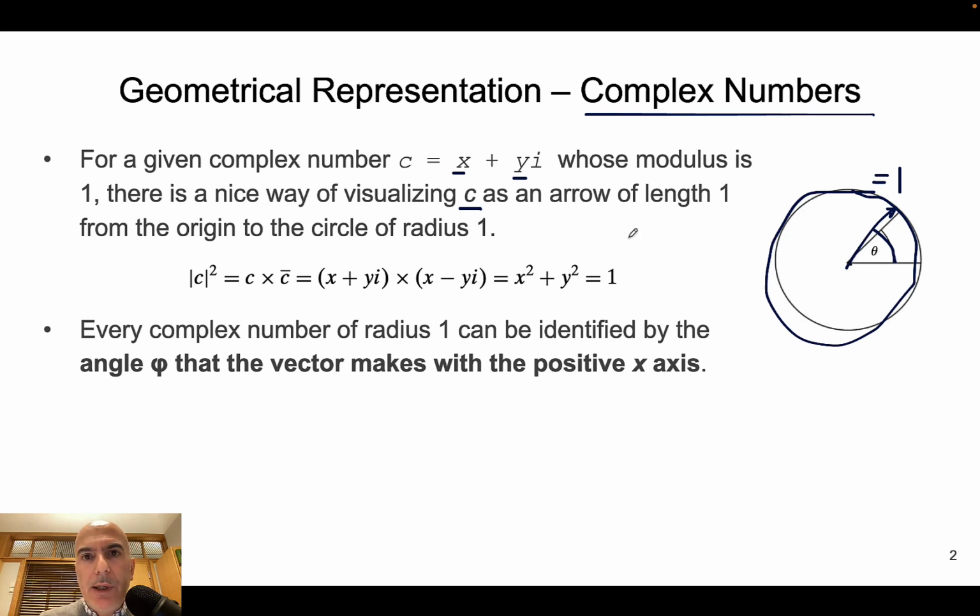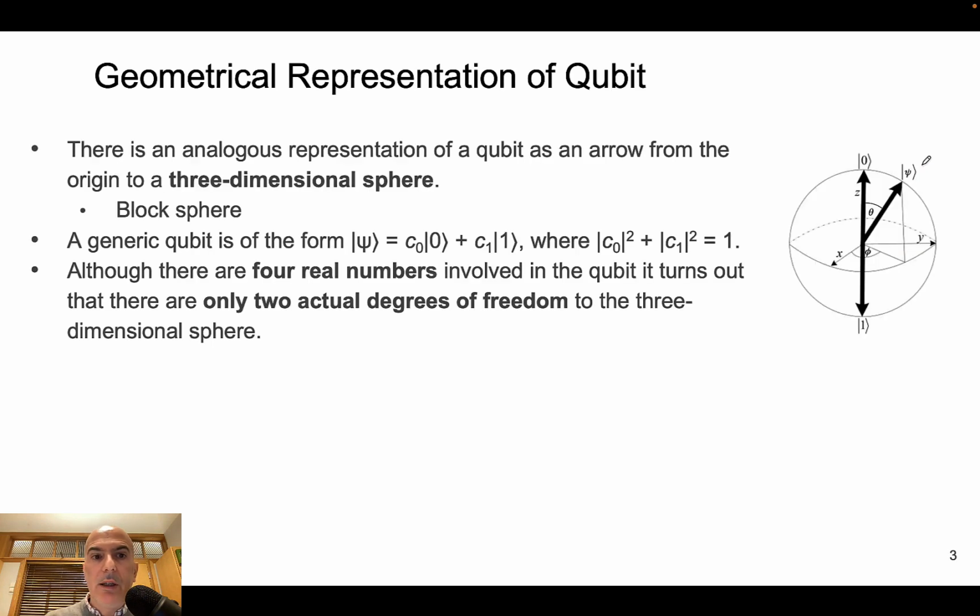The important part is that every complex number of radius 1 can be identified by an angle phi that the vector makes with the positive x-axis. We just need this number here, which is phi. So there is an analogous representation of a qubit as an arrow from the origin to a three-dimensional sphere. This representation is called a Bloch sphere.